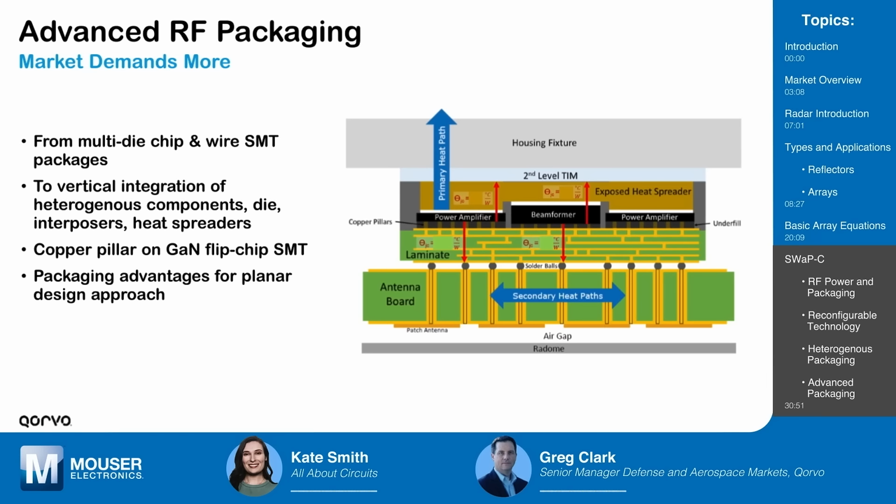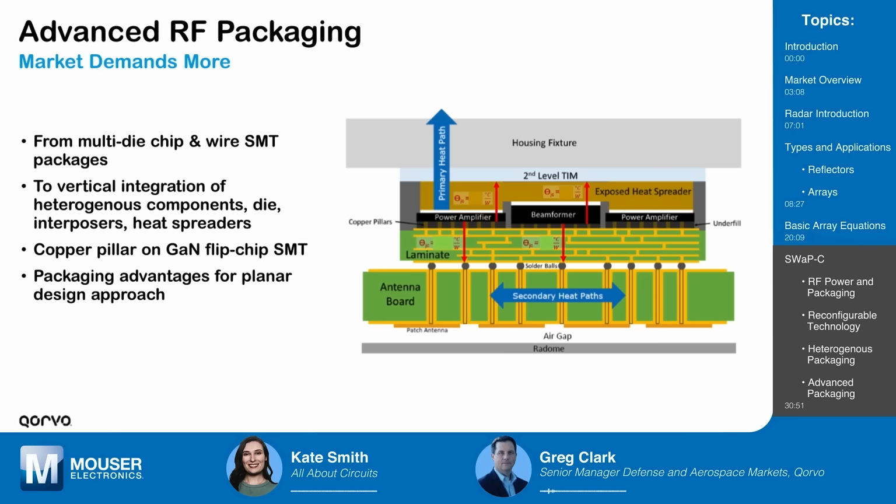I will say some of this packaging capability already exists today, and I would say our commercial low frequency mobile brethren are already using it. But we want to apply it, at least I want to apply it to, I'll say radar, comms, anything high frequency and high power, but focused on radar right now today. But we want to go from multi-die chip and wire, like I showed a few slides ago, where you have these SMT packages, to vertically integrating this stuff.